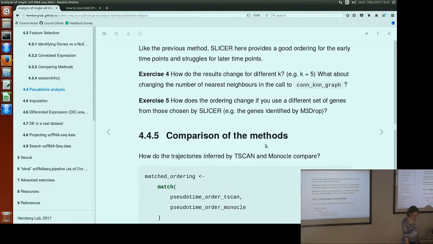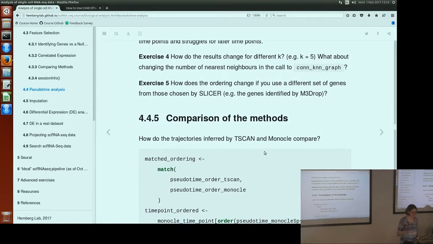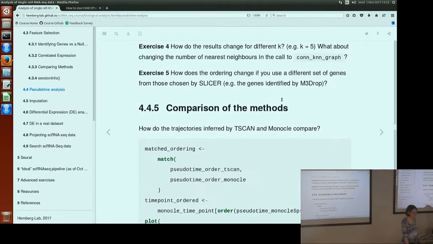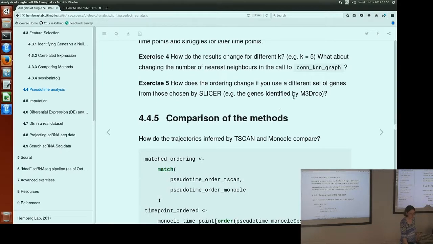And using different sets of genes for this data set shouldn't make very much difference because both the feature selection methods worked reasonably well, and there are very strong differences between the cell types in this data set. But if you have smaller differences, then all of these different parameters can have a large effect on your analysis.